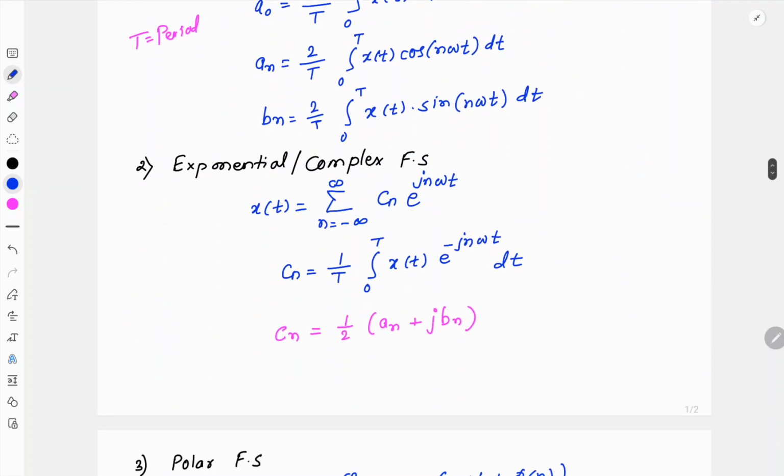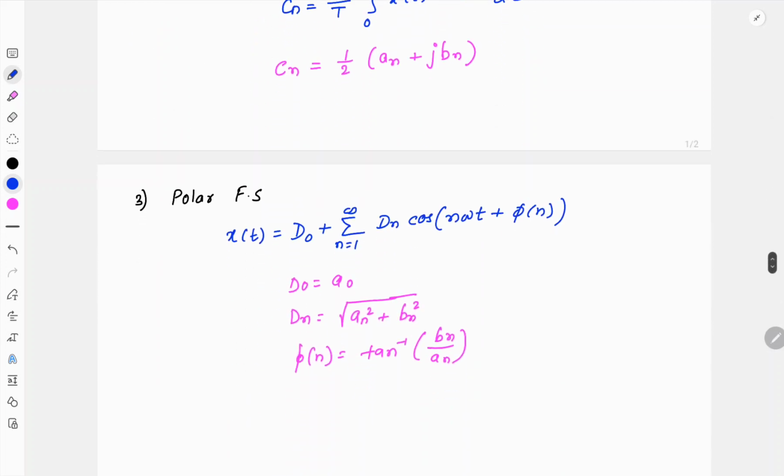Similarly, if we look at the exponential Fourier series, here we do not have any a0 kind of coefficient. Therefore the limits of summation start at minus infinity and end at plus infinity, Cn e raised to plus j n omega t, and this Cn value can be obtained as 1 by T integration over a single period x of t into e raised to minus j n omega t. So remember we have the negative sign in the power of exponential when we are finding Cn and not in the basic equation of exponential Fourier series.